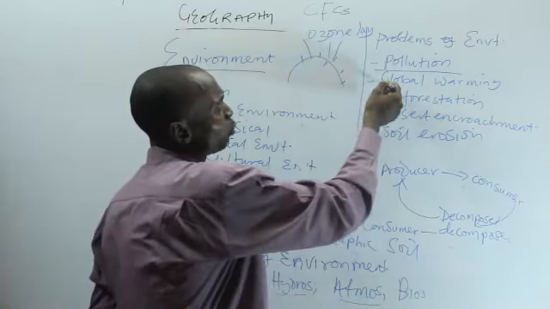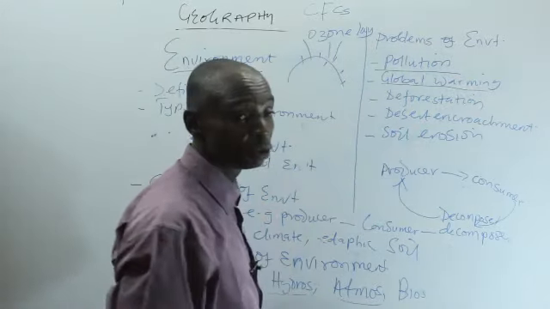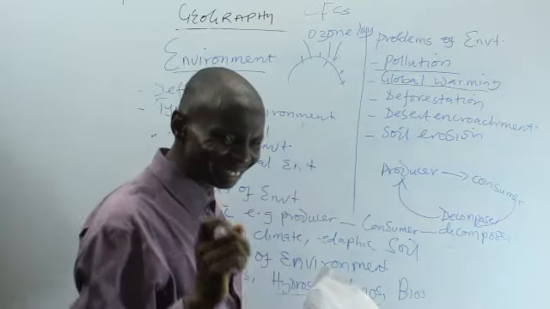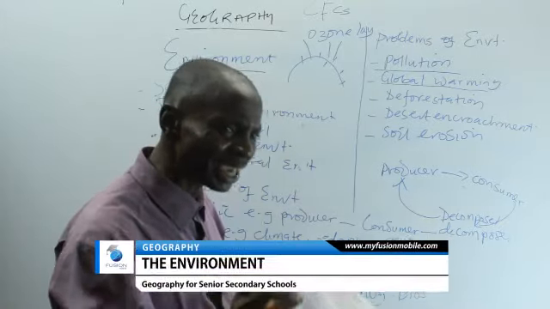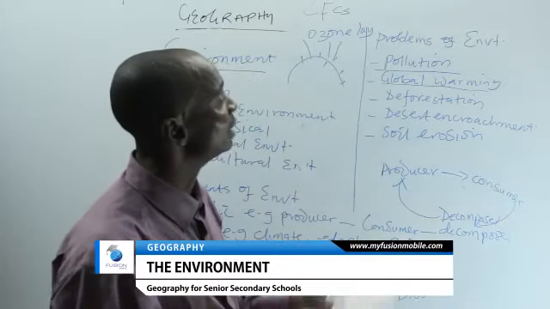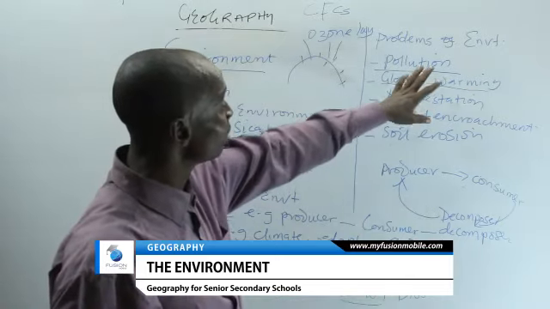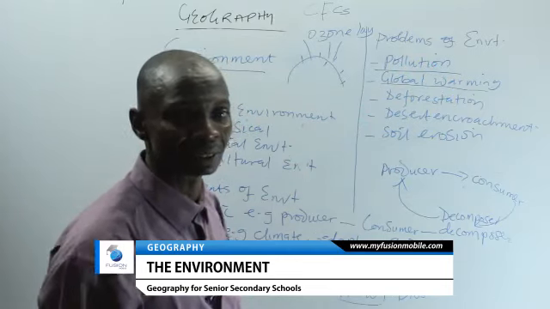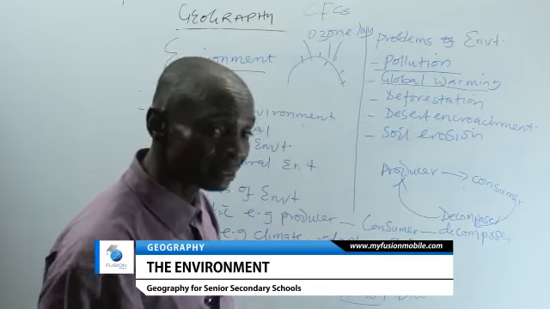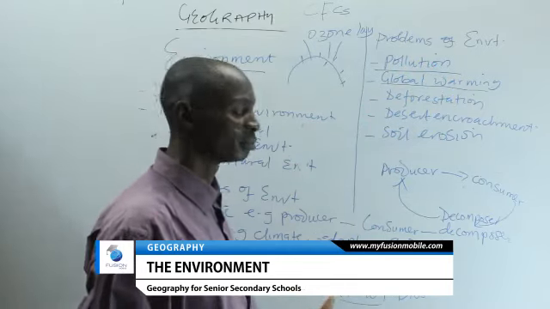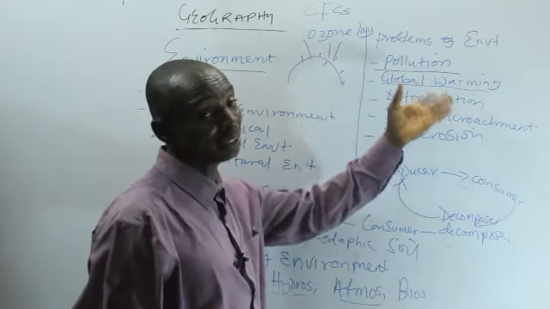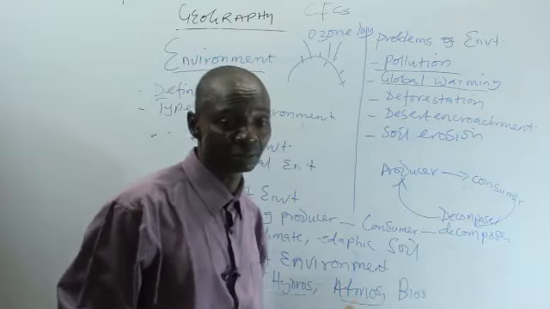Then number two, we have global warming. What is global warming? Global warming can be defined as the significant increment in the temperature and climate on a yearly basis. Temperature begins to rise, that is what global warming can lead to, what we call climate change.